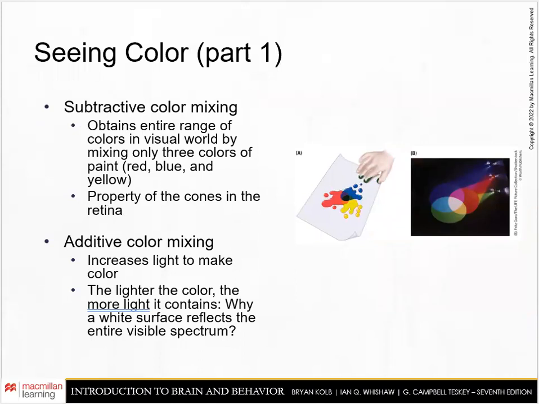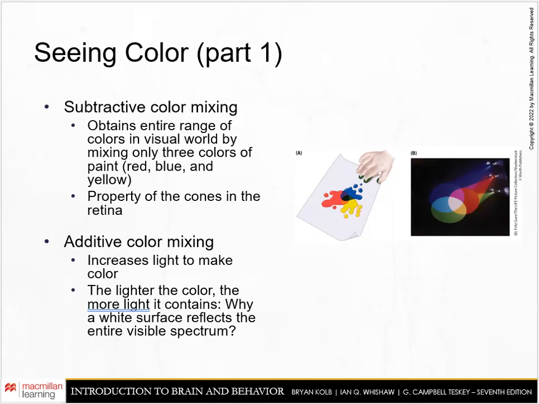With seeing color, there's this subtractive color mixing that helps us to obtain the entire range of colors in the visual world that many of us experience by mixing only three primary colors, the reds, the blues, and the yellows. This is a similar property of the cones of the retina. With additive color mixing, that increases light to make colors. So the lighter the color, the more light it contains.